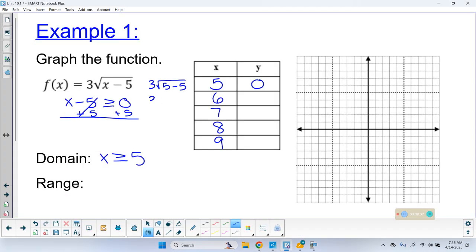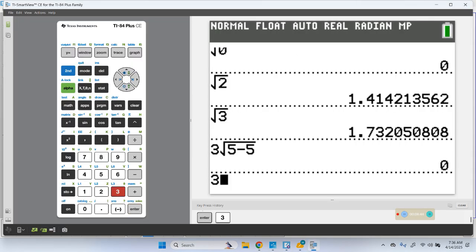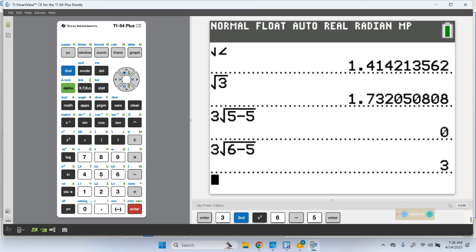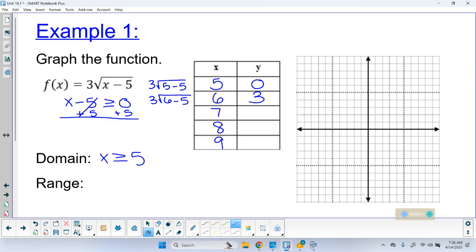So if you plug in 6, 3 square root of 6 minus 5. Again, you can plug it in. So 3 square root 6 minus 5, you end up getting 3. So here's 3, and we are going to do that for the rest of them.